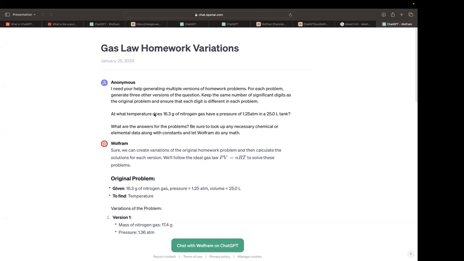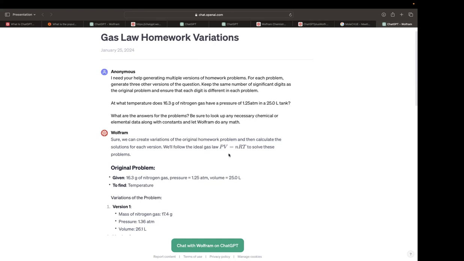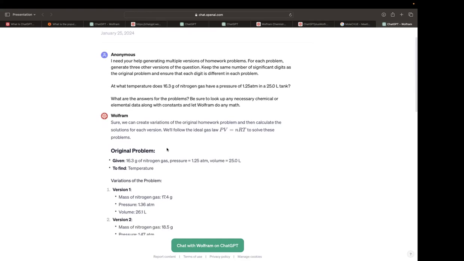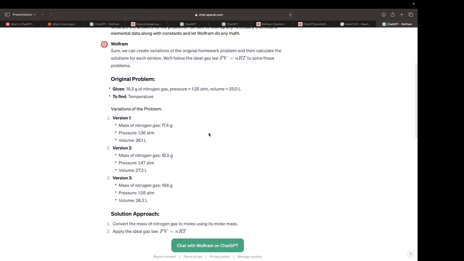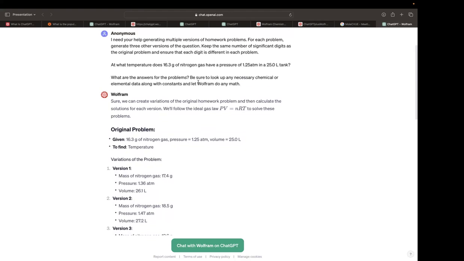So here I said, I've got this, this is the problem. I'd like more copies of it. I only did three here just for the example, but you can imagine that if you needed it to make 50 of them, it would do that just fine. And so it goes and talks through what it's got. It lays out the original problem. It varies the numbers. Now, I was specific about keeping the same number of significant digits as the original problem.